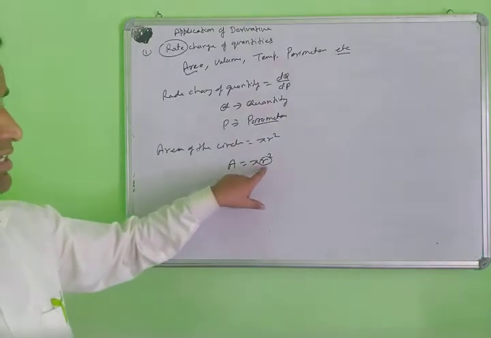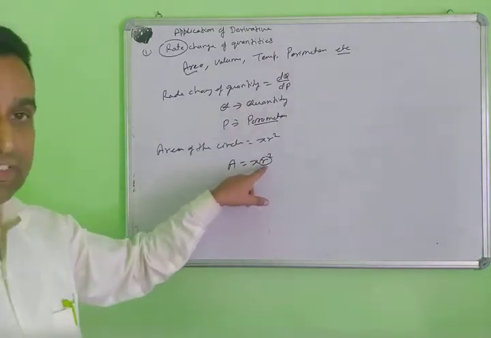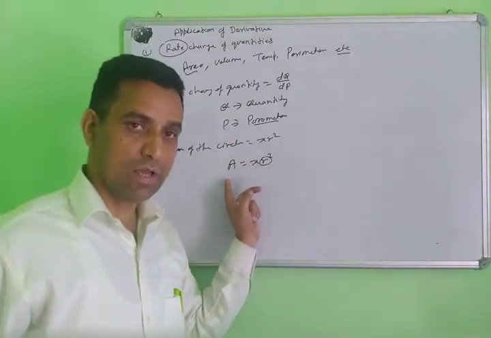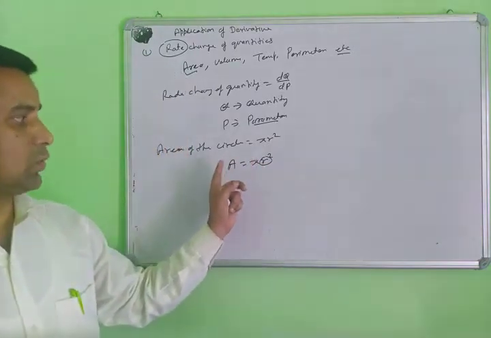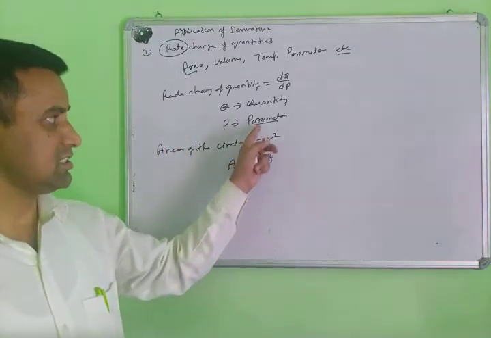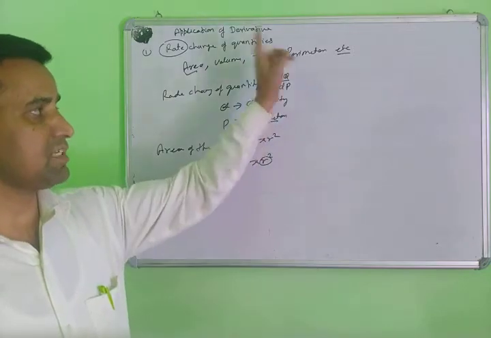The area depends on the radius. When the radius is increasing, the area is also increasing. When the radius is decreasing, the area will be decreasing. So this is the parameter. Our perimeter is a different thing.